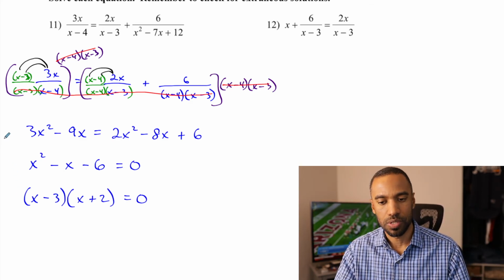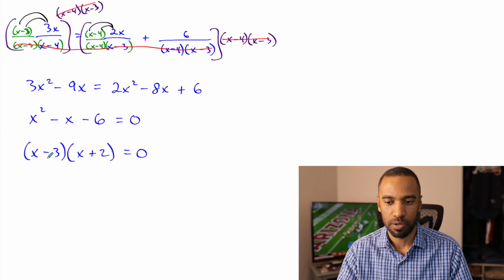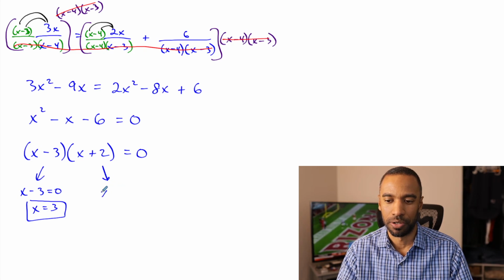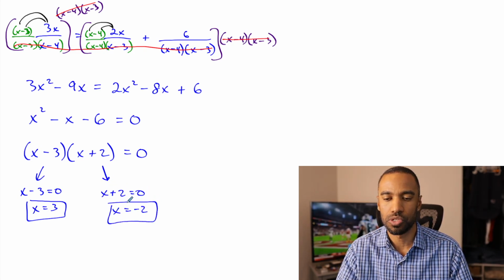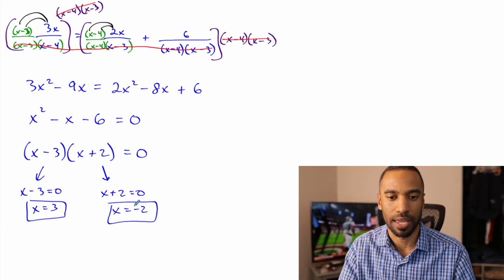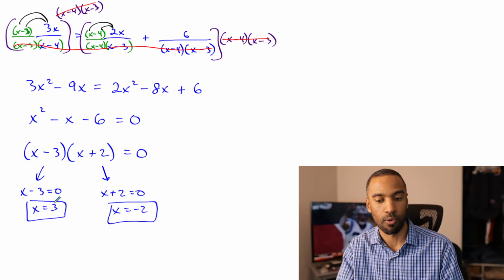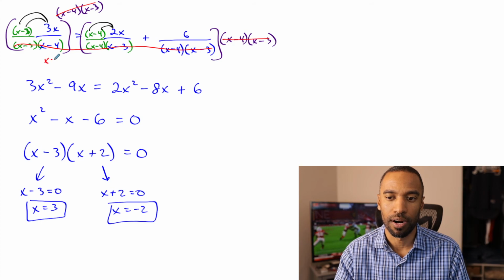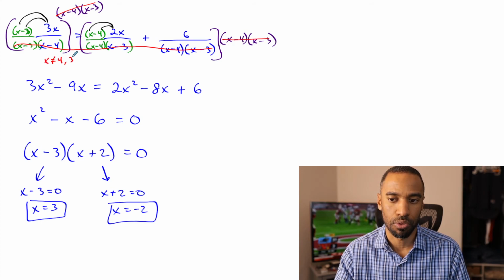And in solving this using the zero product property, if a times b equals 0, either a equals 0, so x equals 3, or b equals 0. So x equals negative 2, and those would be our 2 solutions. But you want to make sure that neither of these are what are called extraneous, meaning the same thing as before. What would have been restrictions here? X couldn't equal 4, or x couldn't equal 3.